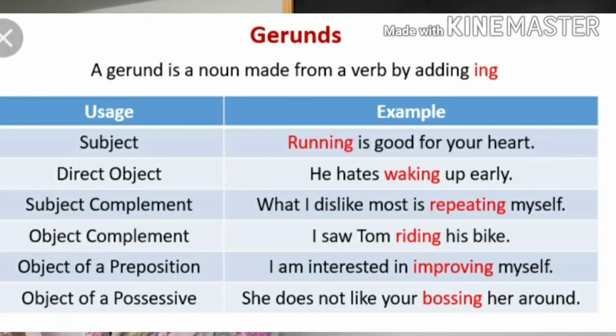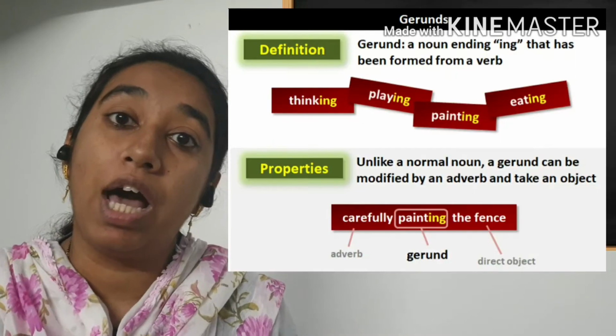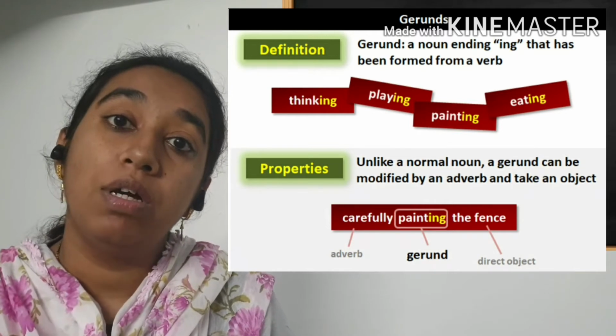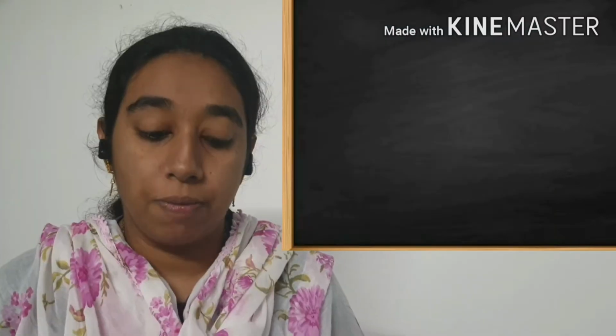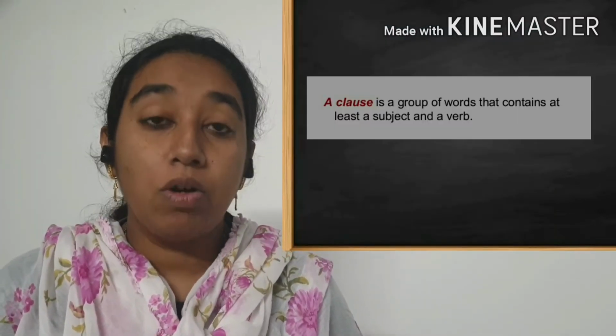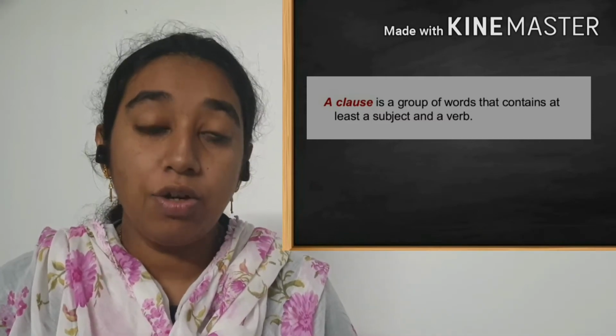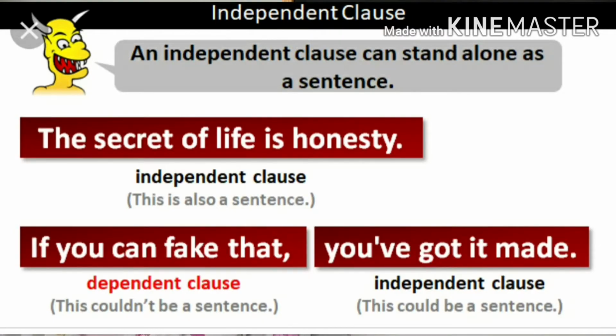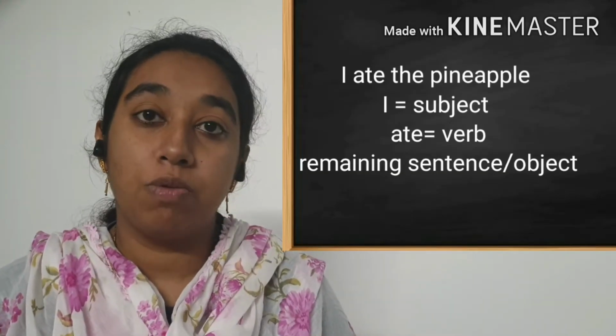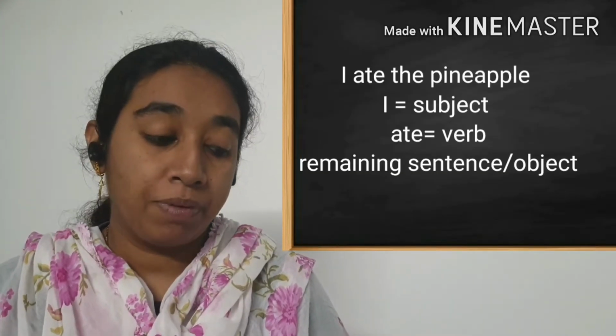So gerund. Gerund is the word which is used in the place of a noun. The ing form used as noun in the sentence is called a gerund. In a simple sentence, there is one main clause. Remember, clauses are collection of phrases with a subject and a verb. Independent clauses means a sentence which has subject plus verb and the remaining part of sentence.